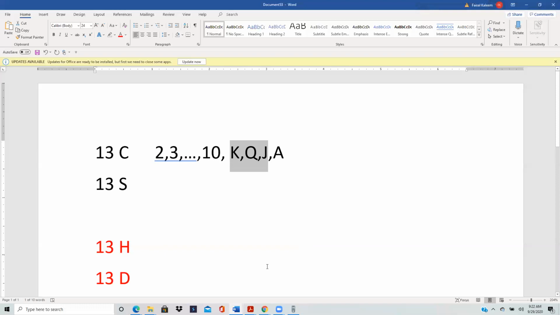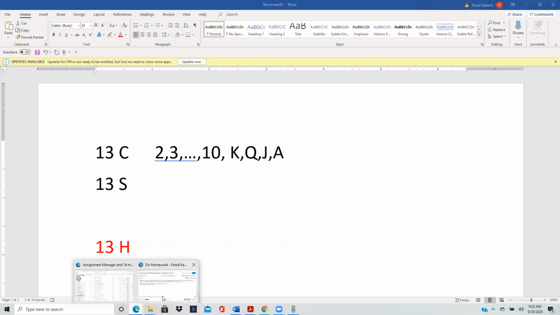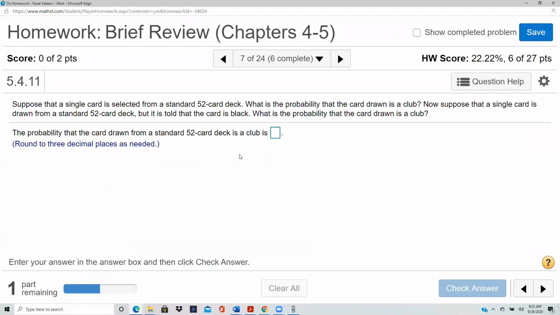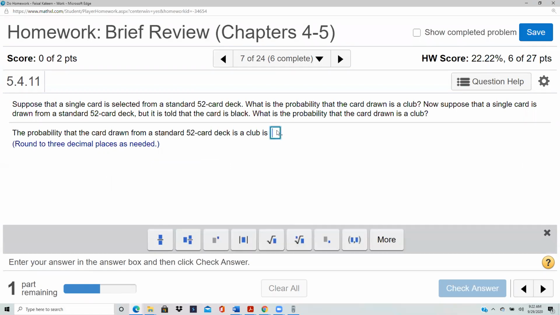So now let's see. The question was, what's the probability of a club? So how many clubs? 13. 13 out of 52. So what is 13 out of 52 in decimals? Let's see. 0.25, right.